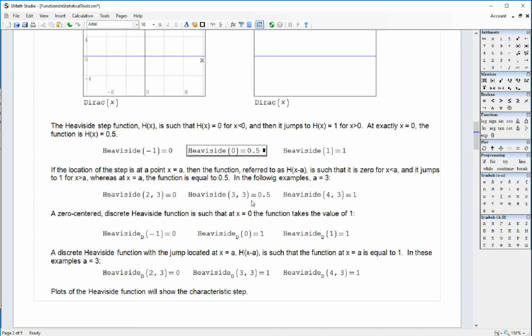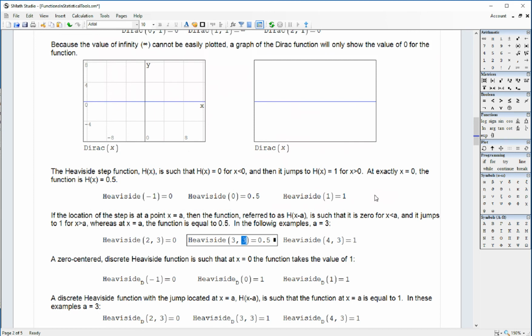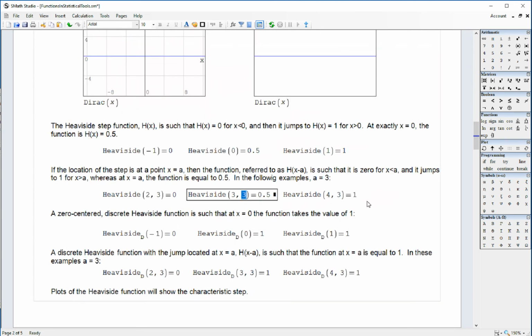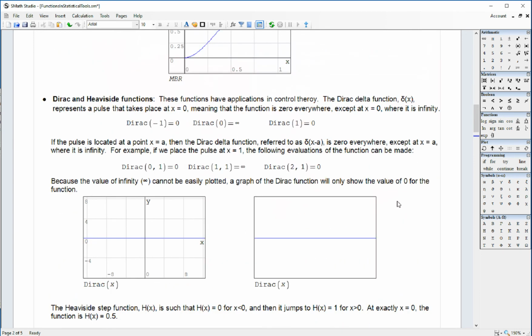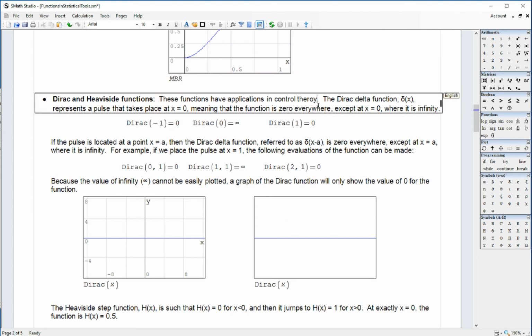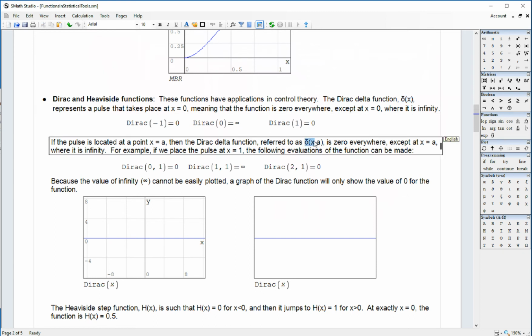If it is switched to another point, then it would be at that point where the function goes to 0.5. By the way, in terms of mathematical notation, the Dirac delta function, and consult theory here, is represented by delta of x. But if it is shifted, it's represented by delta of x minus a.